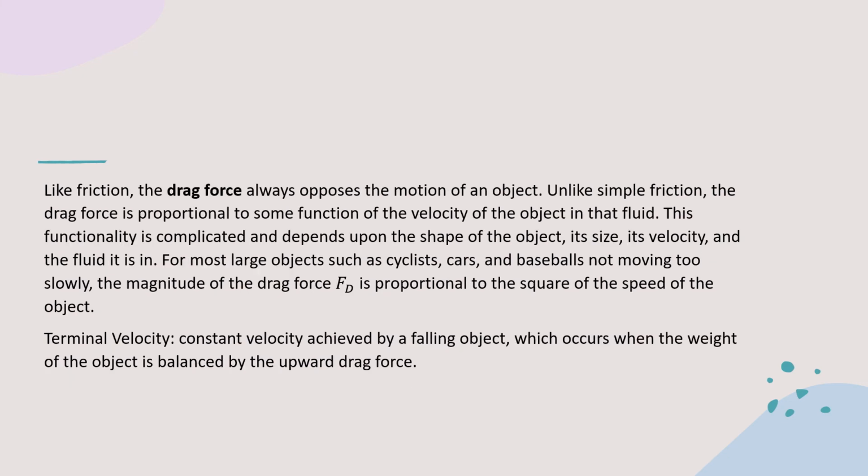Like friction, the drag force always opposes the motion of an object. Unlike simple friction, the drag force is proportional to some function of the velocity of the object in that fluid. This functionality is complicated and depends upon the shape of the object, its size, its velocity, and the fluid it is in. For most large objects, such as cyclists, cars, and baseballs not moving too slowly, the magnitude of the drag force, Fd, is proportional to the square of the speed of the object.